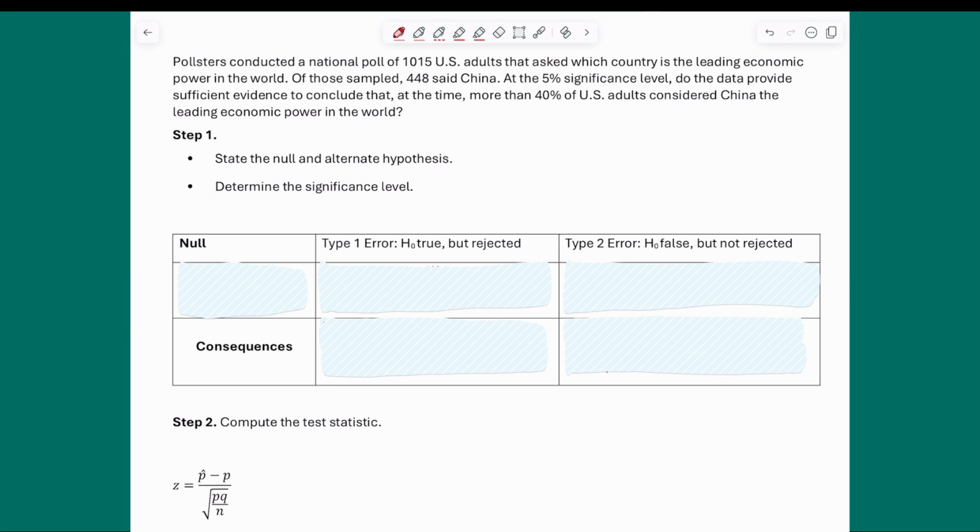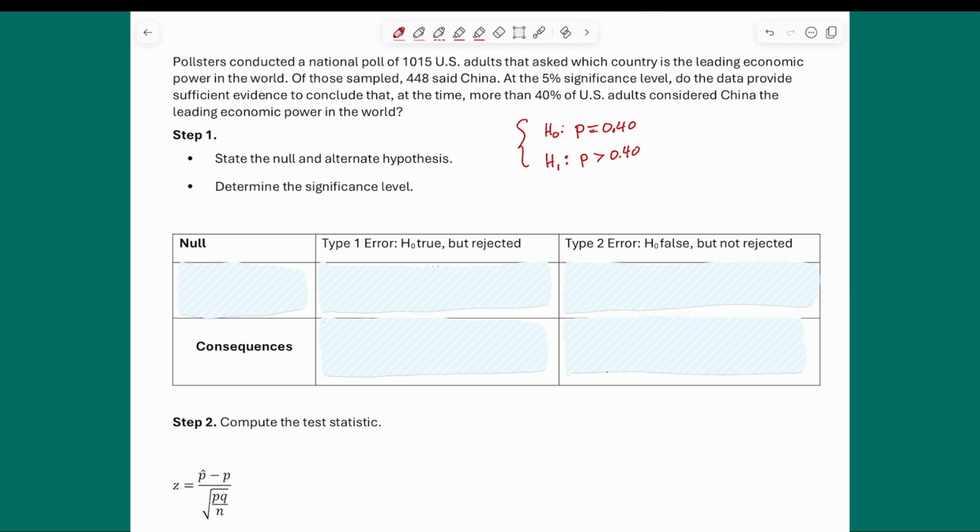Okay, so let's formulate our null and alternate hypotheses. We're tasked to test the claim that more than 40% of US adults consider China the leading economic power in the world. We know that the null hypothesis always contains the equal sign. So this is about a proportion, and p is equal to 0.40. The alternate hypothesis is basically the claim here. We want to test whether p is greater than 0.4.